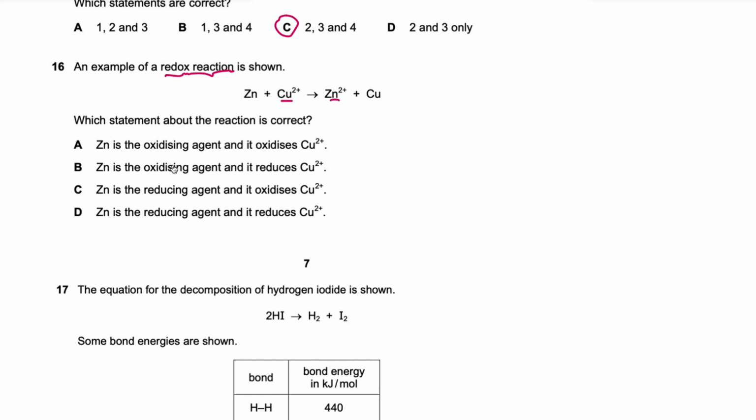Zinc is an oxidizing agent and it reduces to copper ion. No. So these first two, zinc is not an oxidizing agent because zinc is just an element on its own. It says zinc is the reducing agent and it's oxidized to copper. Zinc is a reducing agent and it reduces to copper 2 ion. I think D is more correct.